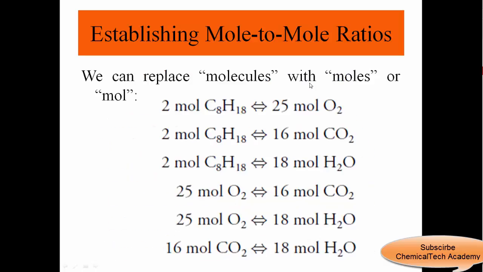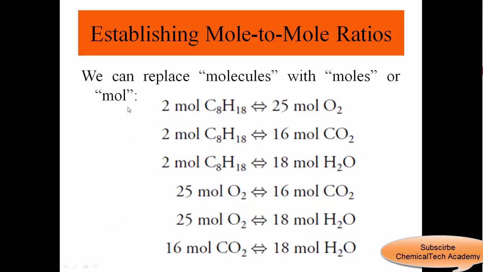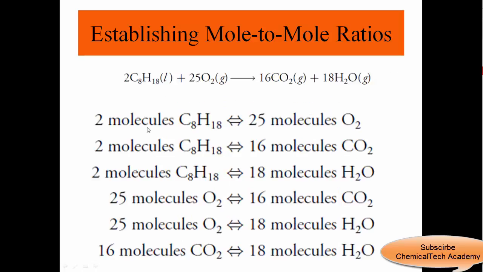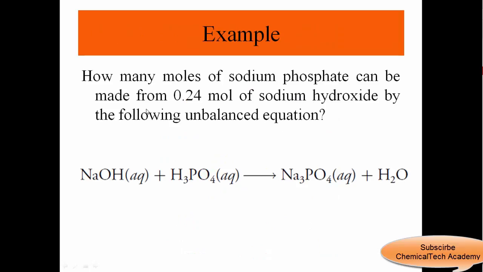Now we can replace molecules by number of moles. If I go back here, if we know the number of molecules, based on Avogadro number, we can convert it to moles. So we have the same ratio. We can say 2 moles of octane is going to be equivalent to 25 moles of oxygen, and exactly the same thing. We just replaced all molecules with moles. So that's called mole to mole ratio.